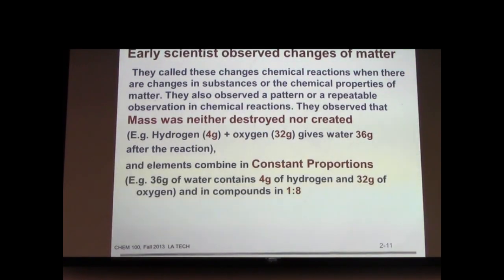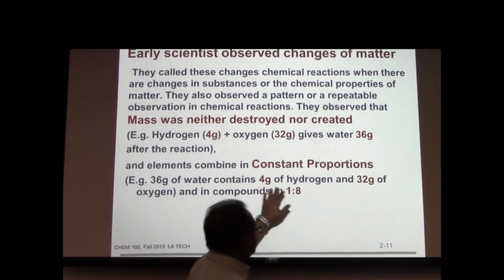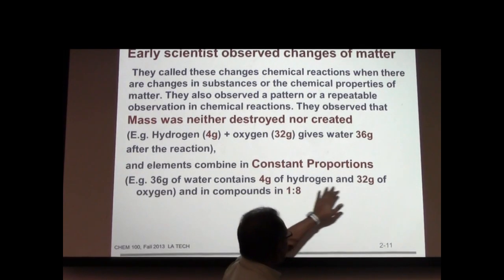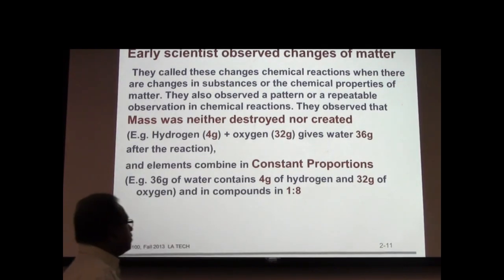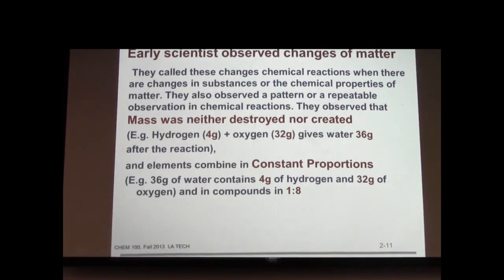Now, constant proportion is like this. If you take water, 4 grams of hydrogen and 32 grams of oxygen is found, this simple ratio, 1:8. It's a constant proportion, definite proportion. It is always found in water, no matter where you find water, okay? What is the ratio for hydrogen to oxygen? 1:8, right?